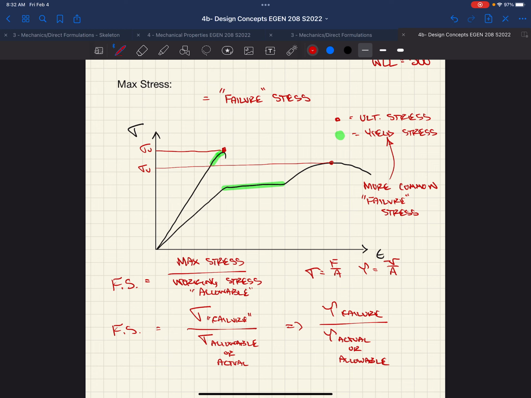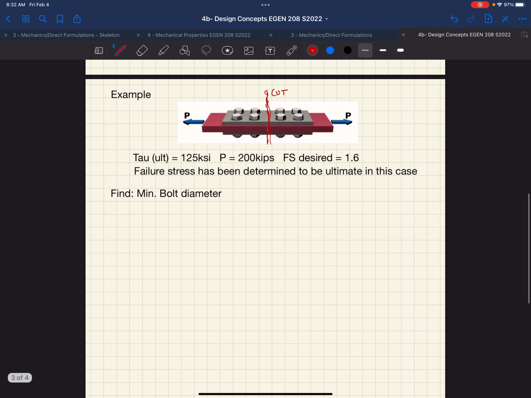And then you could evaluate as an engineer, okay, based on the uncertainties here, do I feel comfortable with that being there with a factor of safety of 3.2? Does that make sense? Okay. Let's do an example.